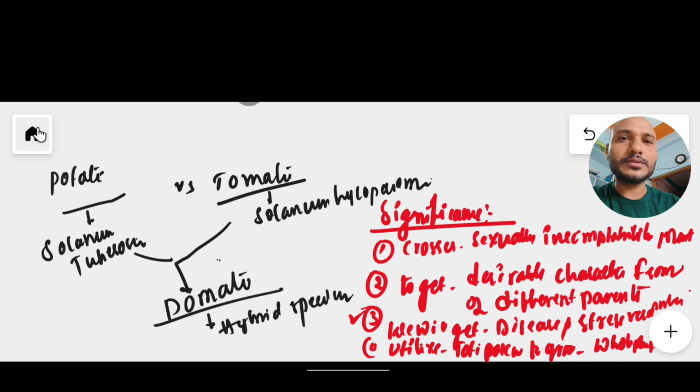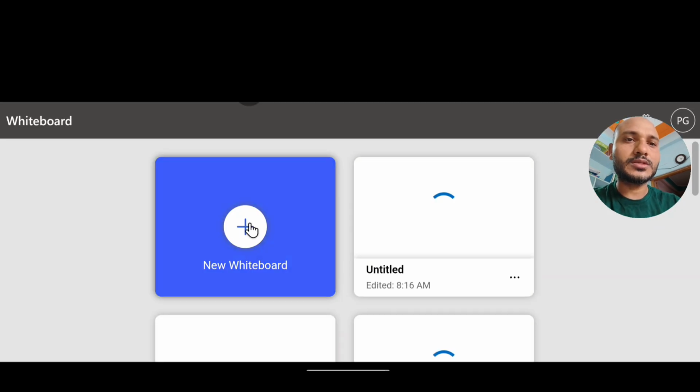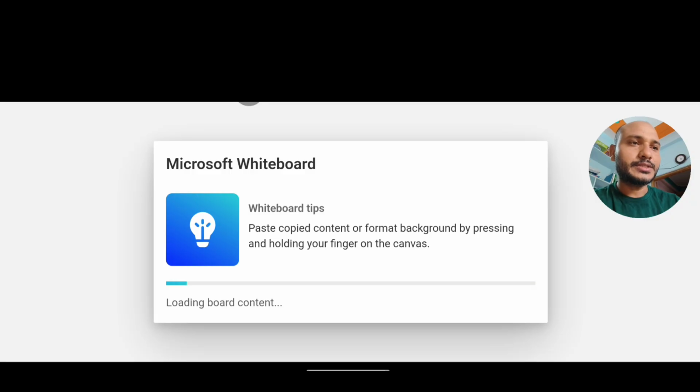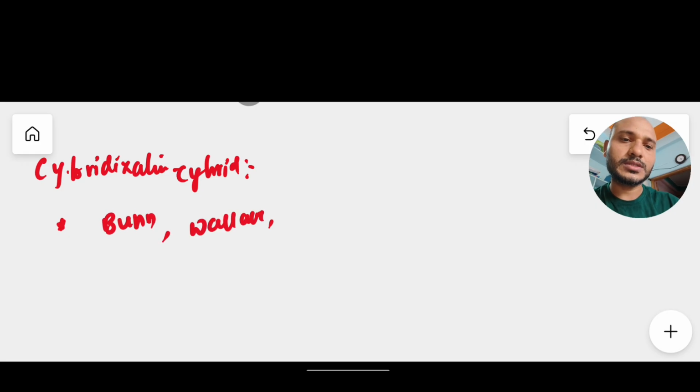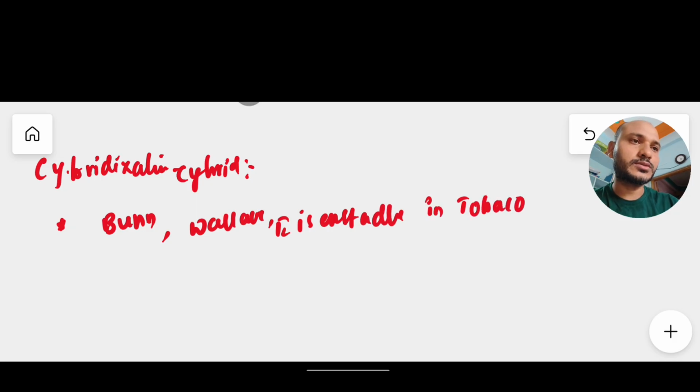Now we will move on to another important concept, that is cybridization, or in simple terms, cybrid. This concept was given by three scientists, Boone, Wallace and Eisenstein, in the tobacco plant. Tobacco's other name is Nicotiana. Both somatic hybridization and cybridization processes were given in the tobacco plant only.